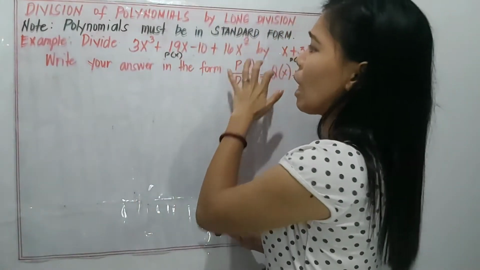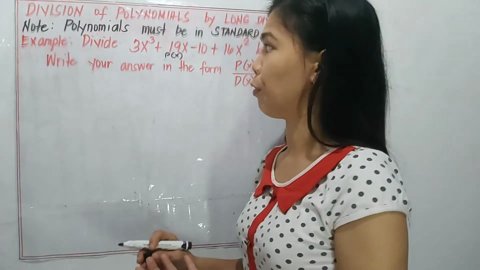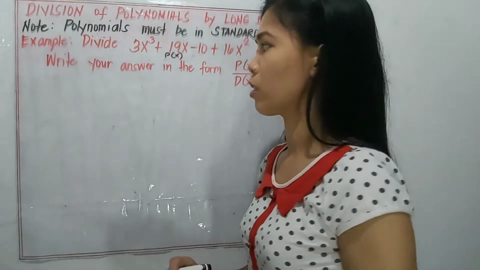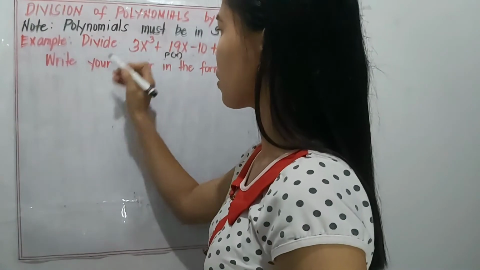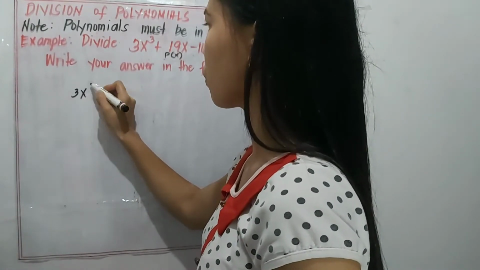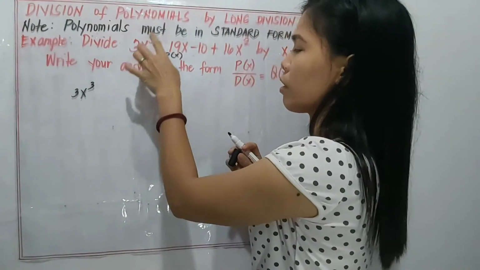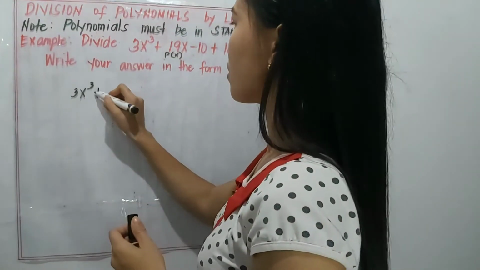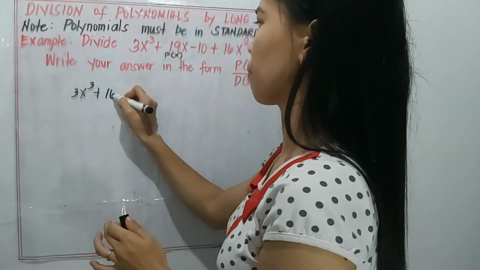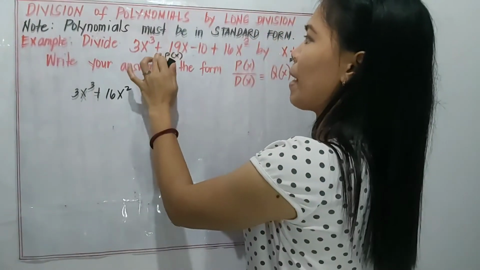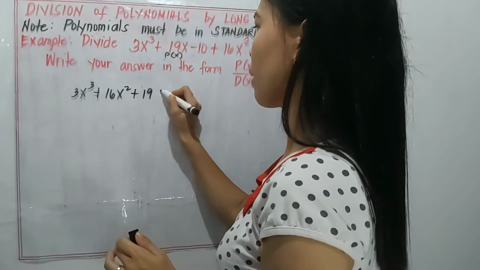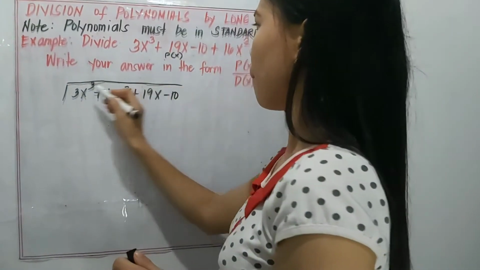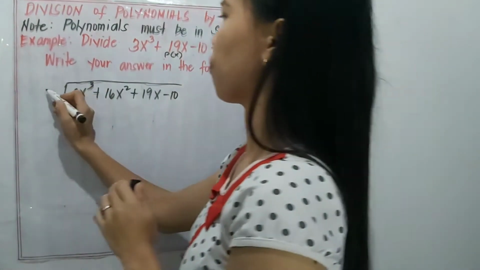First, let's inspect our polynomial. Is it already in standard form? Cube, and then 1, constant, and then square. Of course, it's not yet, so we have to arrange it. So the first term would be 3x cubed, since it is the variable with the highest exponent. Followed by positive 16x squared, followed by positive 19x, and then we have negative 10. Divided by our divisor, x plus 3.